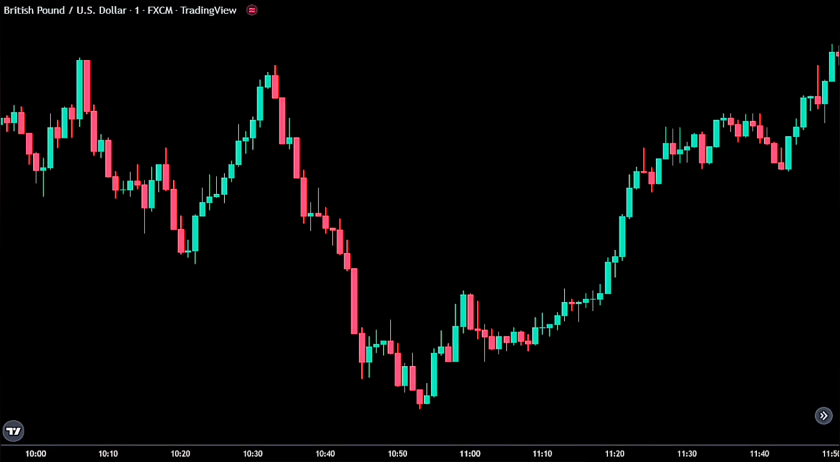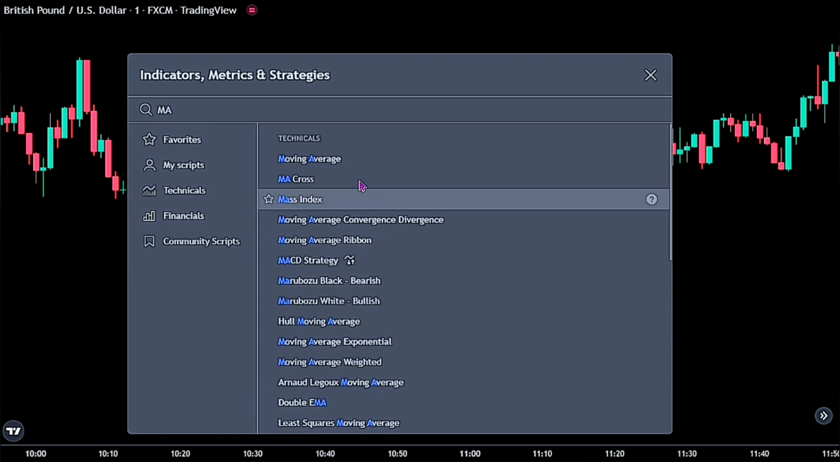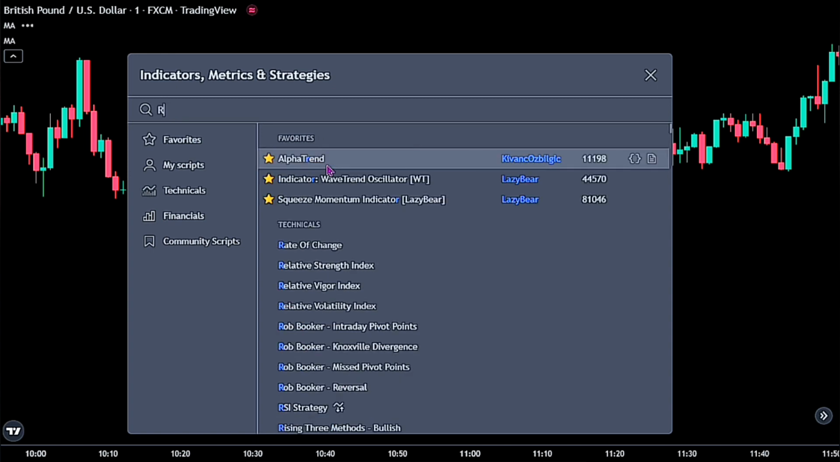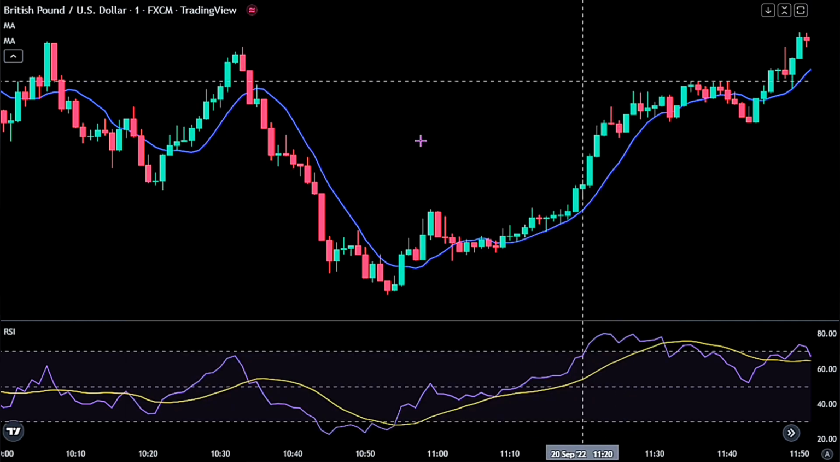So let's move on. Bring up the indicator panel. I want you to search for moving average, and we will be applying 2 of these to the chart. Also go ahead and search for the relative strength index. We would also be adding this to our chart as well. Now we will have our chart looking this way.